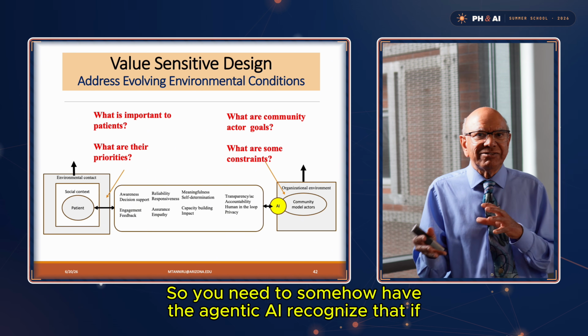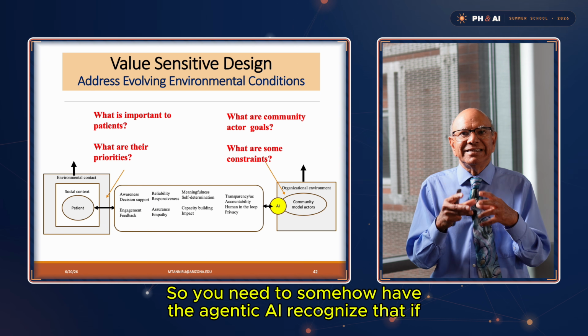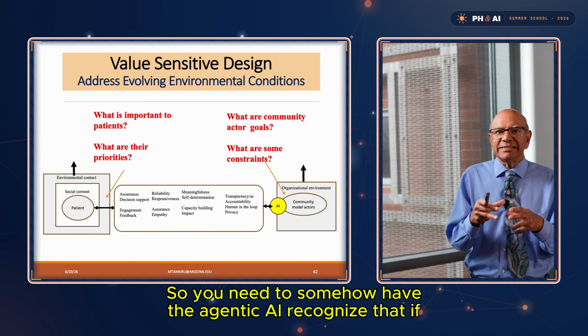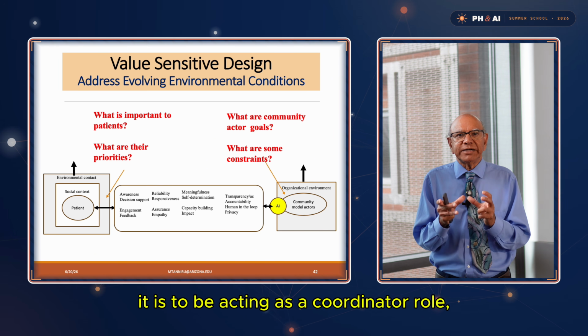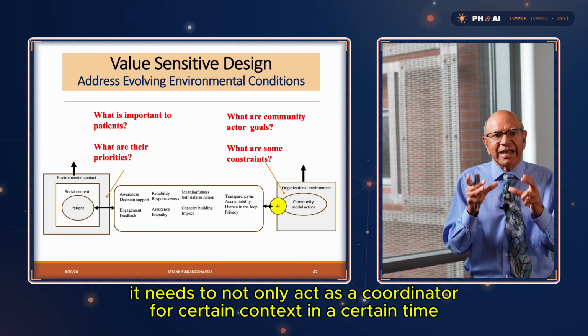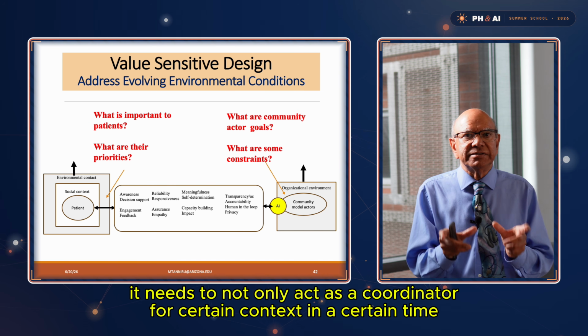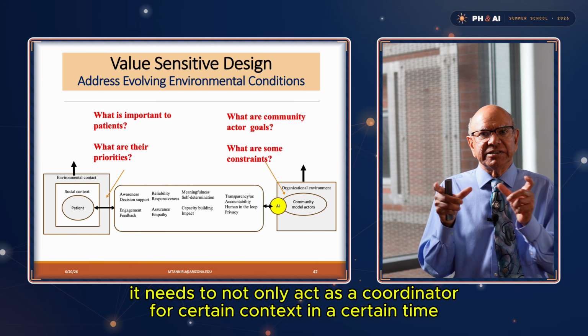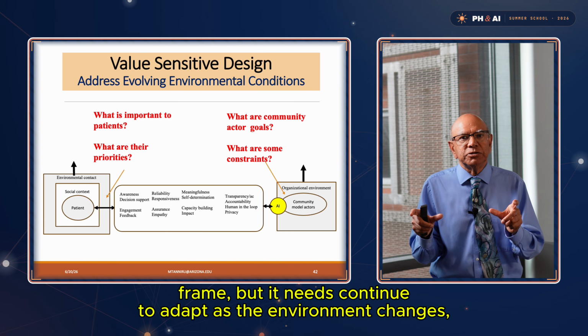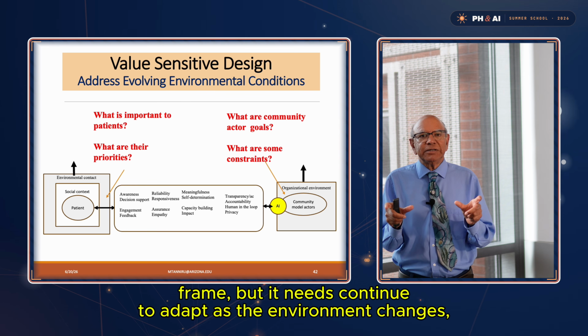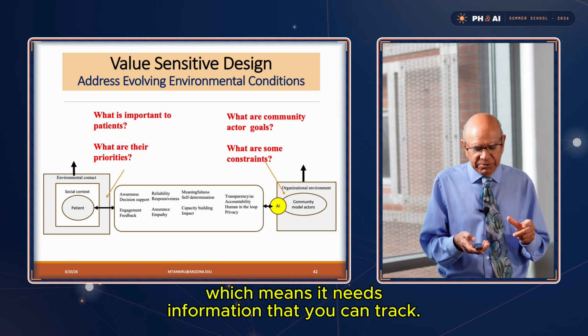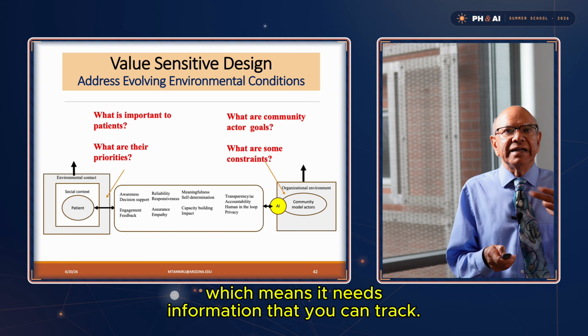So you need to somehow have the agentic AI recognize that if it is to be acting in a coordinator role, it needs to not only act as a coordinator for a certain context in a certain time frame, but it needs to continue to adapt as the environment changes, which means it needs information that it can track.